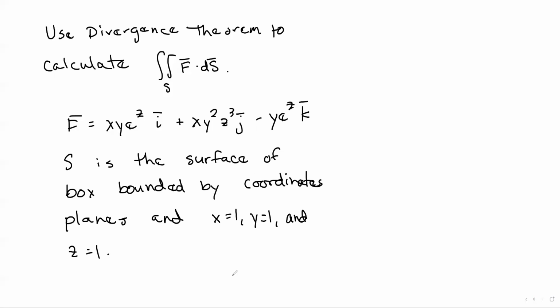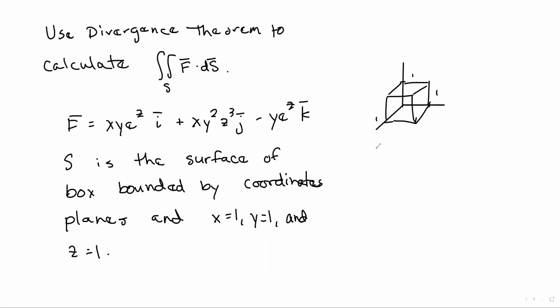All right. So you can draw yourself a quick little picture. That frequently is helpful. We've got a box, coordinate planes bounded, and then x equals 1, y equals 1, there's 1. And then z equals 1. There's our box. So it's just a big cube. All right. And they want us to use the divergence theorem to calculate this.